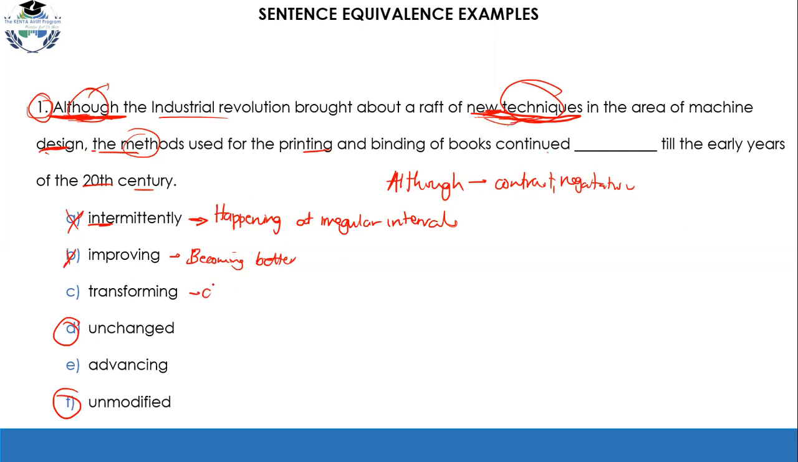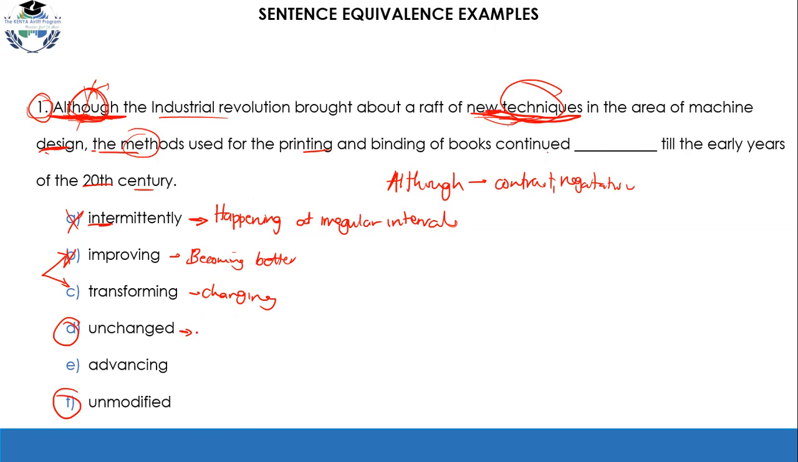Transforming means changing. Again, someone who was just looking for two words that mean the same thing would have gone with this. But because of although here, it changed the entire meaning of this sentence. If although was not here, we just had the Industrial Revolution brought a raft of new techniques, the methods used for printing continued improving, transforming would have worked. But because of although, transforming will not work here. So transforming means changing.